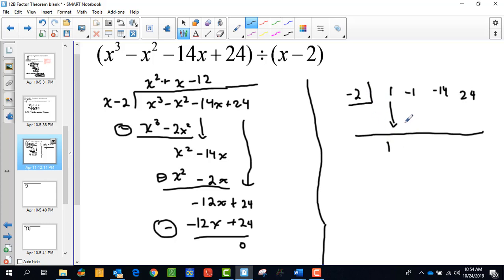Then 1 times minus 2 is minus 2. And then we're going to subtract. So minus 1 minus minus 2 is 1. 1 times minus 2 is minus 2. Minus 14 minus minus 2 is 12. And then 12 times minus 2 is minus 24. And when I subtract those, I get 0. So my answer is x squared plus 12x, sorry, plus x, not 12x, minus 12.